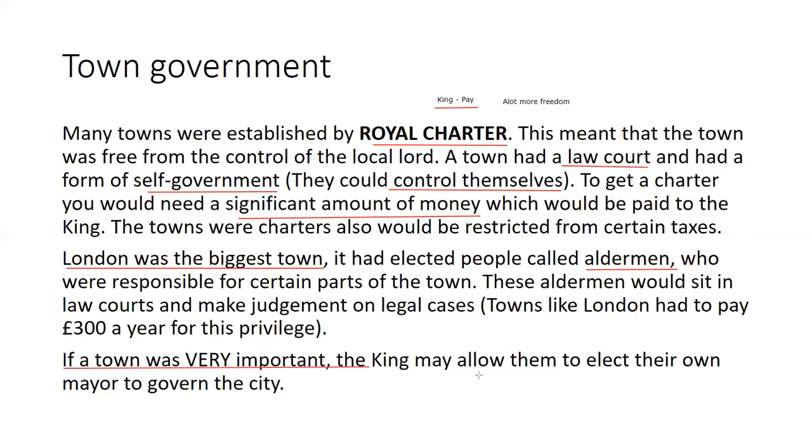If a town was very important, the king might allow them to elect their own mayor to govern the city. I mean, the king was obviously very careful in this respect, because the king didn't want to give too much power to too many people. So that's how the town would have been governed, run. That's how you become a town.